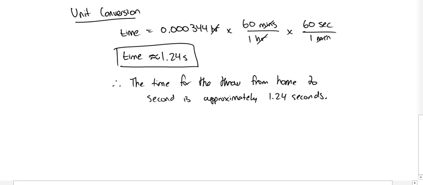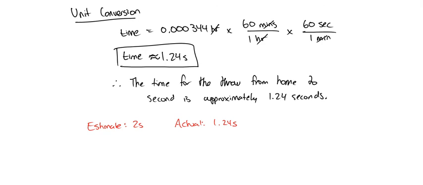And this kind of makes sense. So when I think about whether this is a realistic answer, I would say yes, it makes sense. My estimate was 2 seconds, and my actual answer was 1.24 seconds, and that makes sense because, again, you wouldn't expect it to take very long to throw a ball from home to second, especially if it's traveling so quickly. 70 miles per hour seems pretty fast, so this makes sense to me, and I'm happy that that's a reasonable answer to the question. So I used Google to help me with my unit conversion, got my final answer, and there's the solution to the problem.